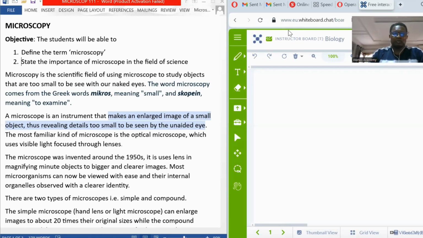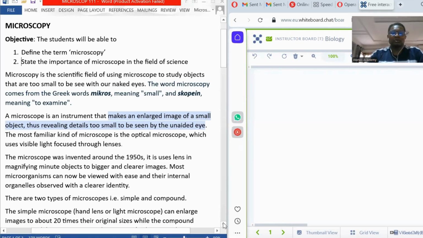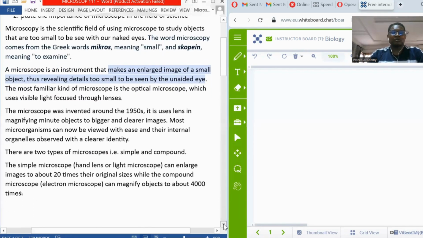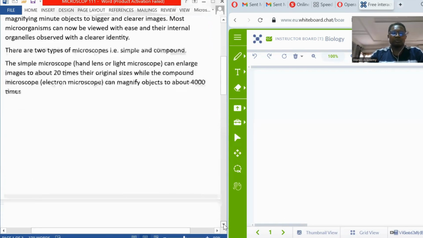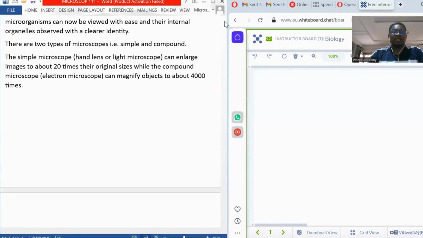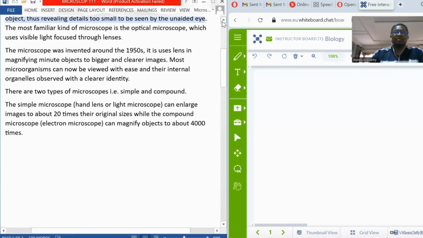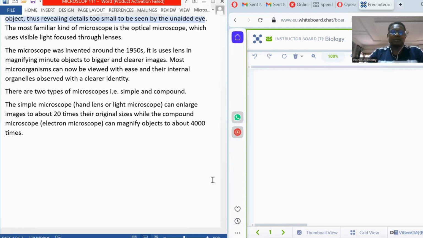Now, today we want to continue with the types of microscope. We have two major types of microscope. We have the simple microscope and we have the compound microscope. Microscope was invented in the 1950s, where the scientists then used lens to magnify minute objects. And from there, the knowledge of the function and role of microscope was gotten. So I said earlier that we have two types of microscope. We have the compound and the simple microscope.